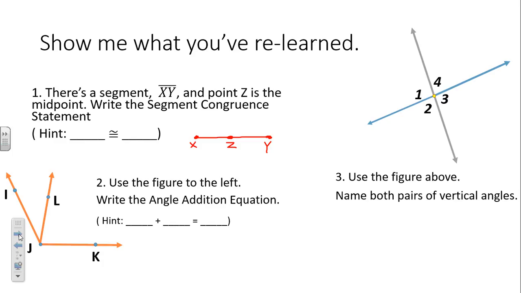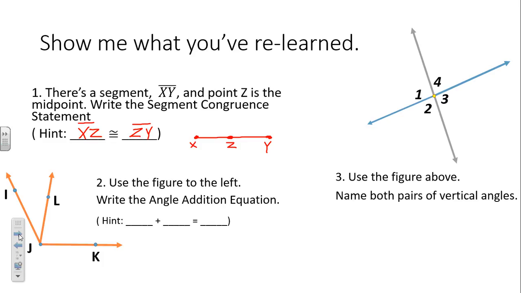So Hannah, what did you put down for this one? Good. And when we say congruent, that means that we want the segment marks above them. When we say equal, we don't use the segment marks because that would mean the distance between X and Z equals the distance between Z and Y. But the two segments are congruent. Okay. All right, next one.